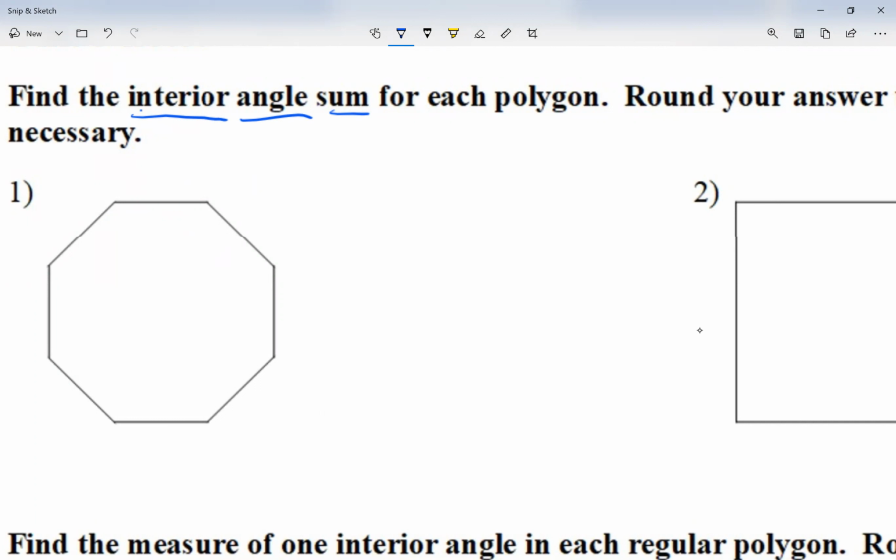Now, the bad thing here is that I don't see numbers, right? It's easy when the numbers are given. I can just add them up. But here we're going to figure it out. The answer, it says round your answer to the nearest tenth if necessary. So if we have decimals, one decimal place.